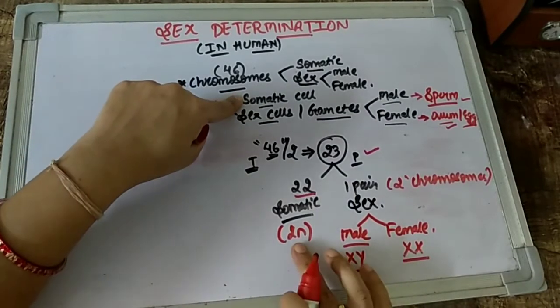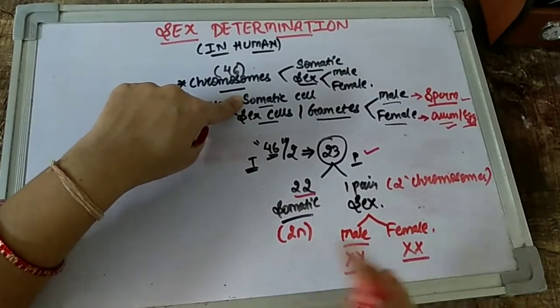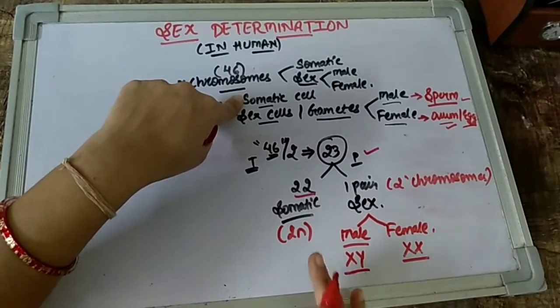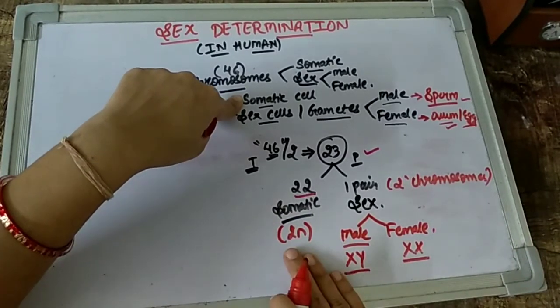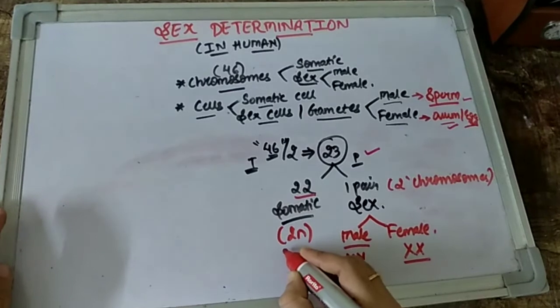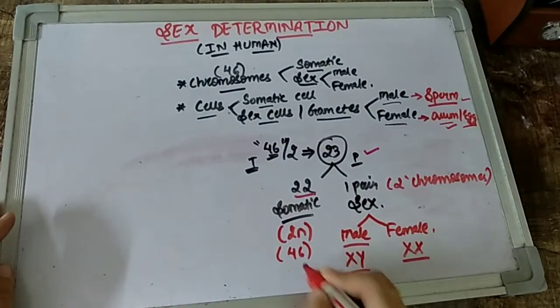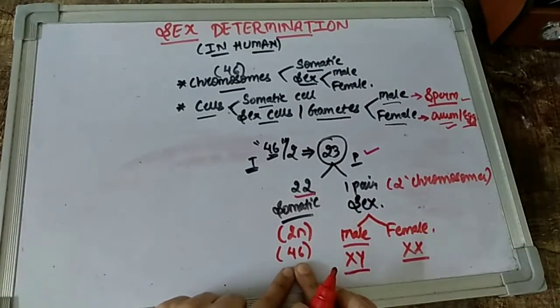The somatic cells will have the chromosomes which will be diploid. Now again, we have 2 new terms, diploid and haploid. What is the meaning of the term diploid? Diploid means the complete set of chromosomes, or the total number of chromosomes. So what is the total number? Just now we have seen 46.